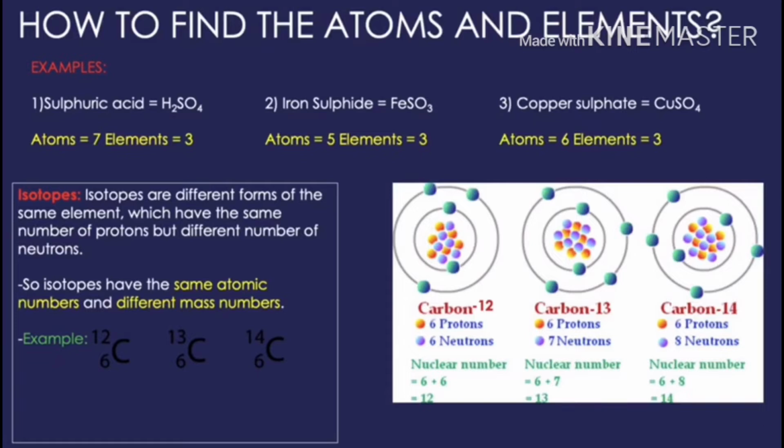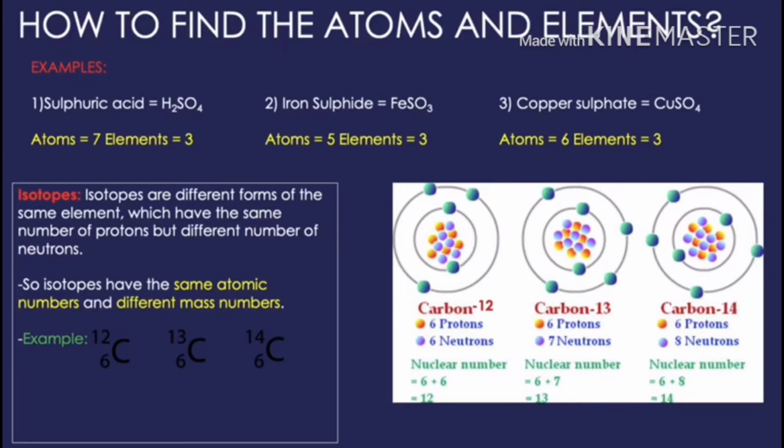Example number 2, iron sulfide. It's FeSO3. So the number of atoms is the total of 1 iron atom, 1 sulfur atom, 3 oxygen atoms. And the elements included here are iron, which is Fe, sulfur, which is S, and oxygen, which is O. And example number 3 is copper sulfate. So looking at CuSO4, the number of atoms will be 1 copper atom, 1 sulfur atom, 4 oxygen atoms. And the number of elements is 3 because it's copper, sulfur, and oxygen.